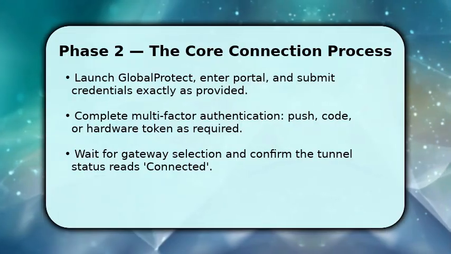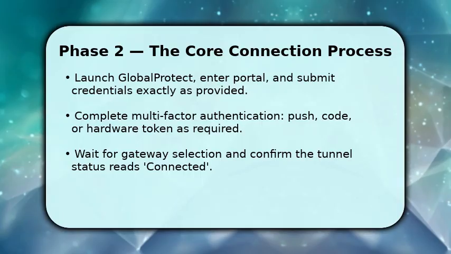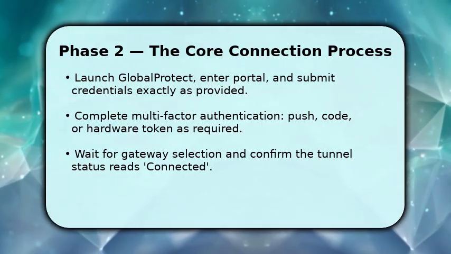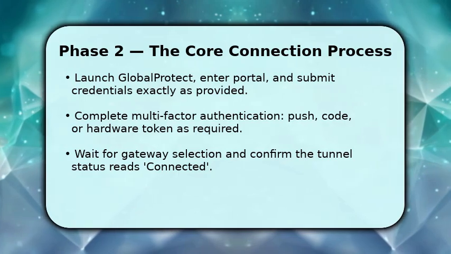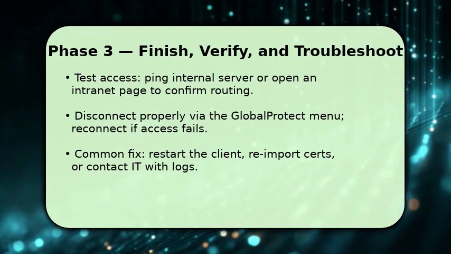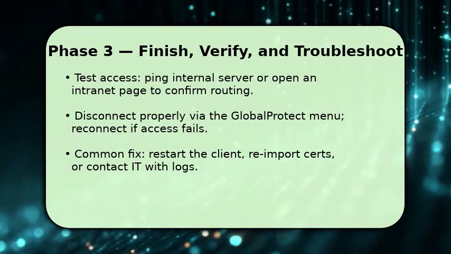When the status shows connected, verify access to an internal resource. Because the client can appear connected before routing is fully applied. You should now verify connectivity by opening an internal site or pinging a known server. This confirms routing and DNS resolution.